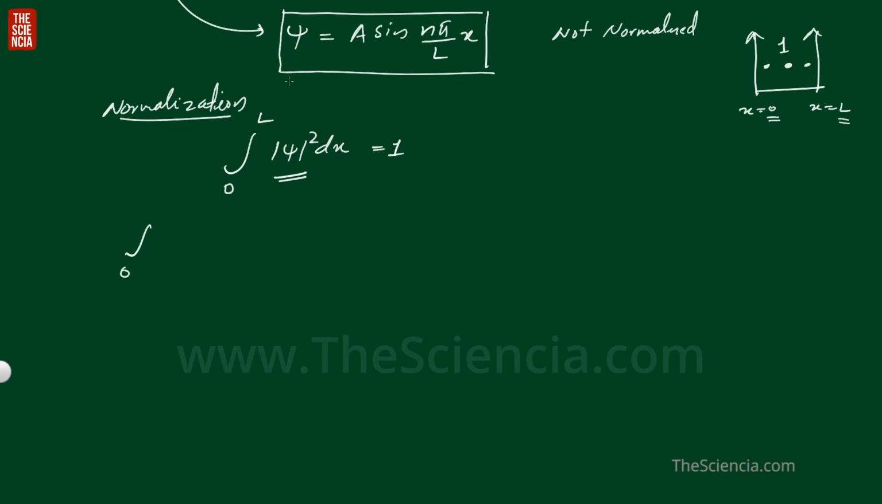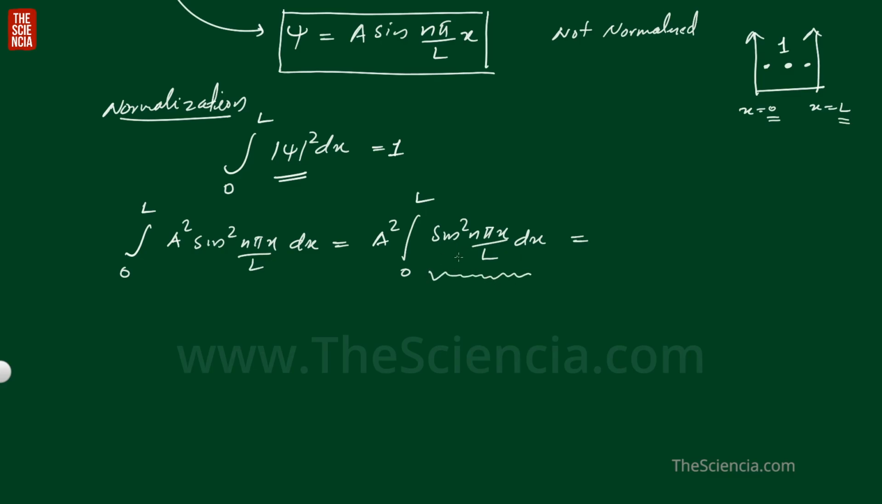So we can substitute this psi value here, from 0 to L. Modulus of psi square of this term is equal to a square sine square n pi x by L into dx. That is equal to a square integral 0 to L sine square n pi x by L dx. I already told you how to solve this kind of integral: a square into 1 by 2 into the interval, that is L. So what we get? We get a square L by 2.